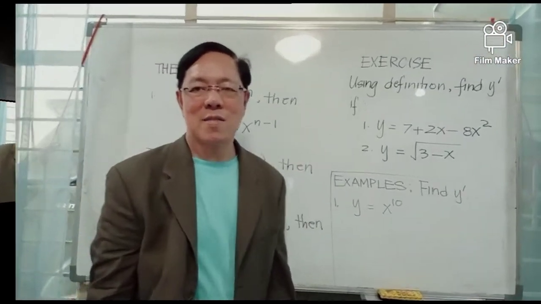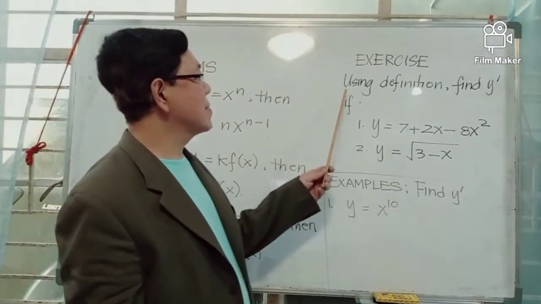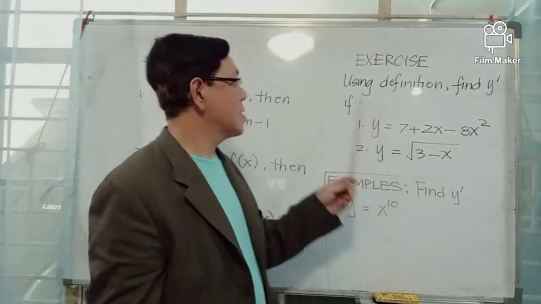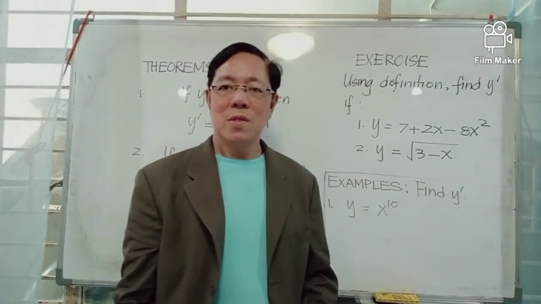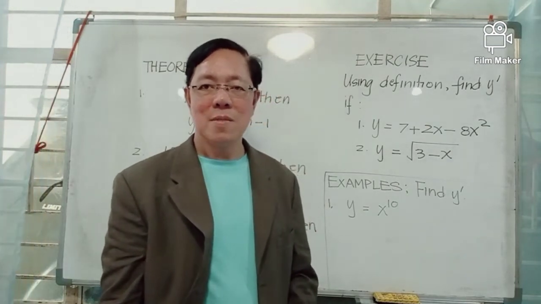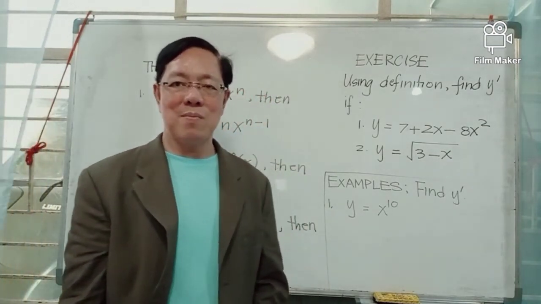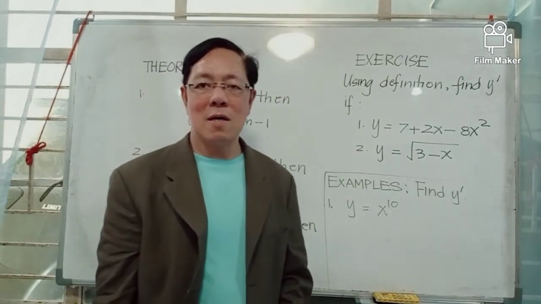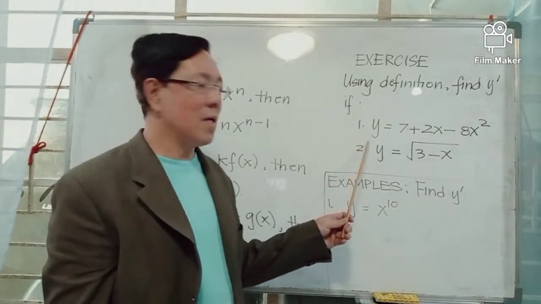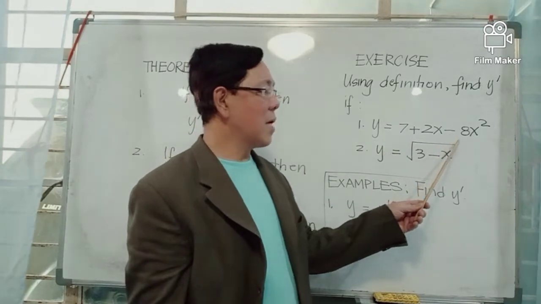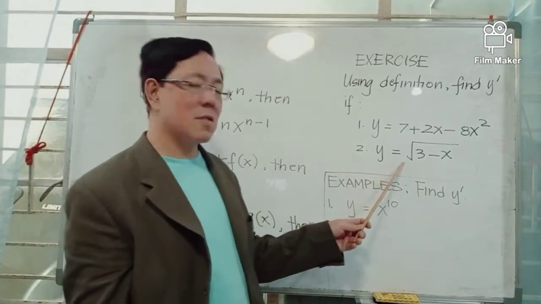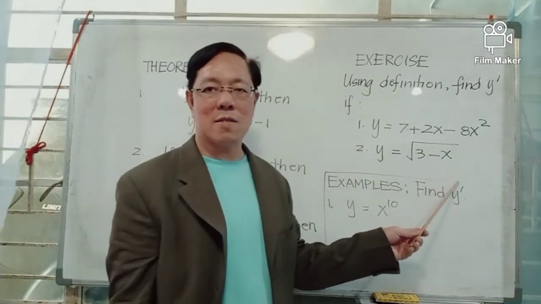For your exercise, please try the following. Using the definition, find y prime. The instruction says that you find the derivative of y with respect to the independent variable x using the definition of derivative of function, that is, by using limits. In number 1, the given function y equals 7 plus 2x minus 8x squared. In number 2, the given function y equals the square root of 3 minus x.